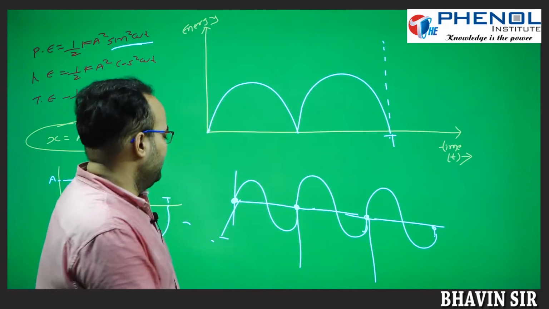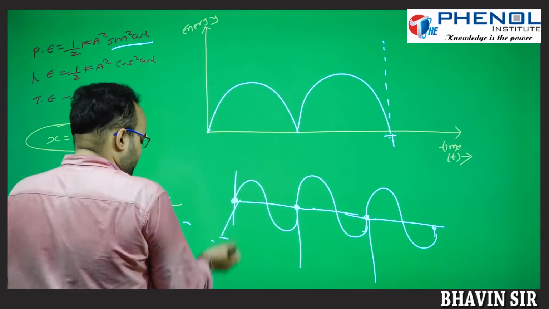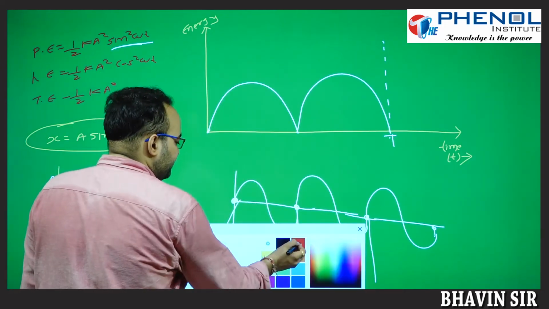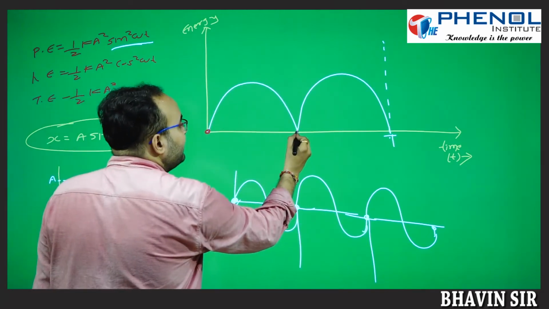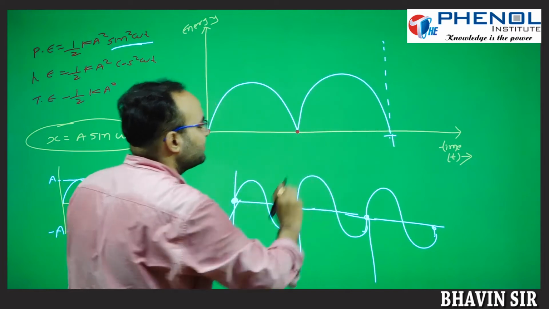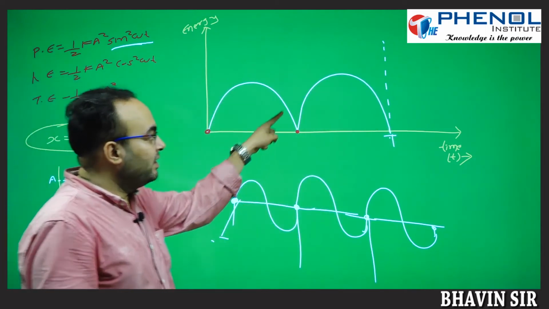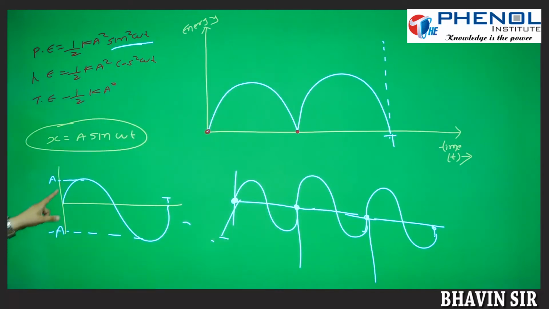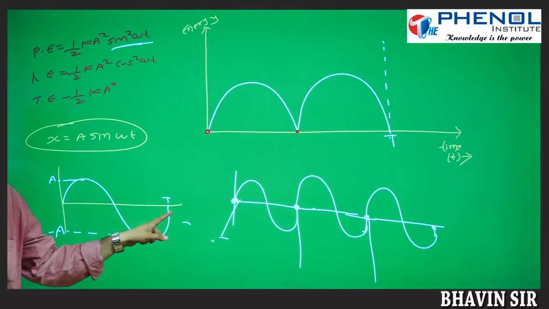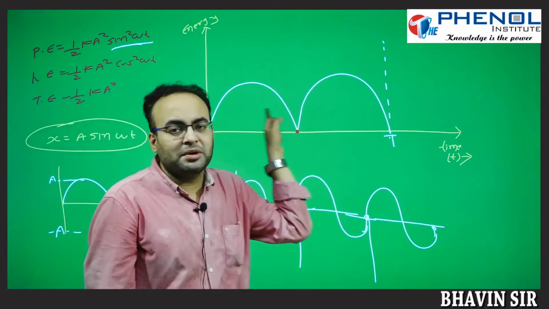Let us understand here. This is the starting point, then moving in the upward direction. So again at that point it is moving in the upward direction. So it means one oscillation is complete. Here also one oscillation is complete. So see students, in the displacement when one oscillation completes, how many oscillations complete here?